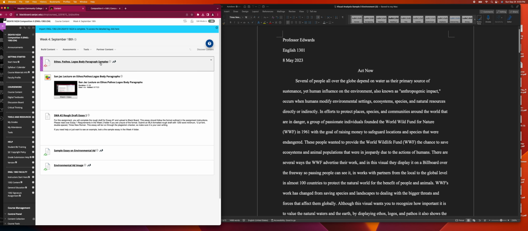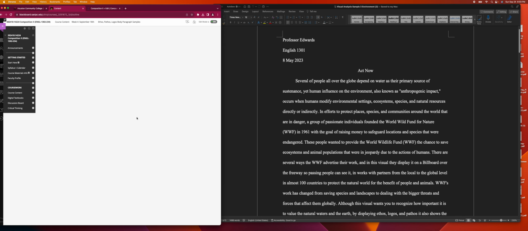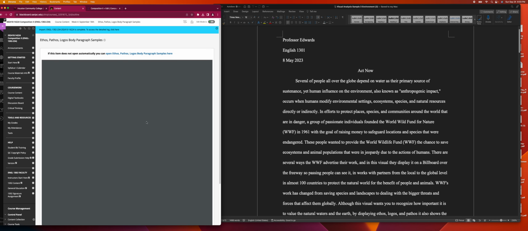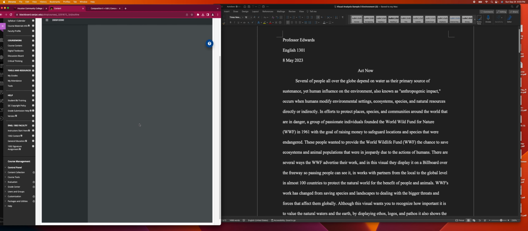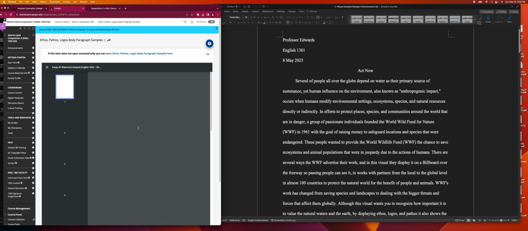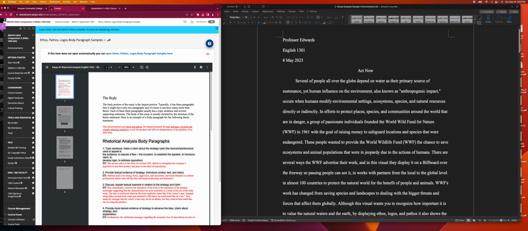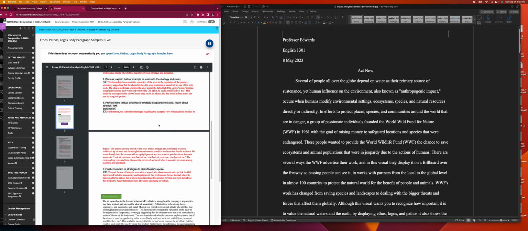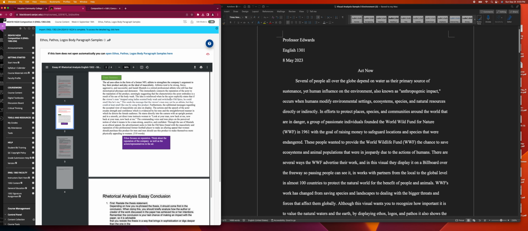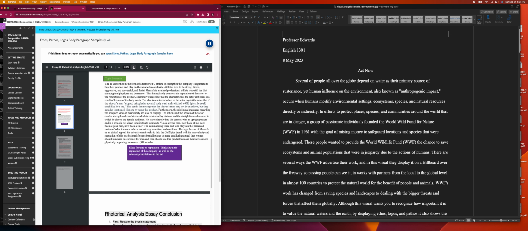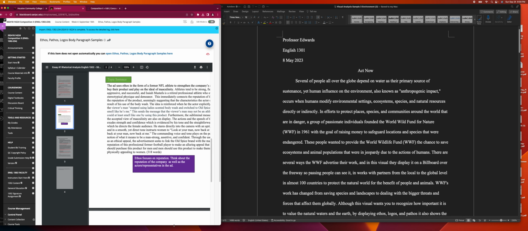I gave you an ethos body paragraph sample. This is what your paper should look like as far as your paragraphs on ethos, pathos, and logos. This example that's coming up here, the one in this document, is an exemplar's example of what your paragraph should look like. If you're trying to find exactly what you're supposed to do, it should look like this, right?